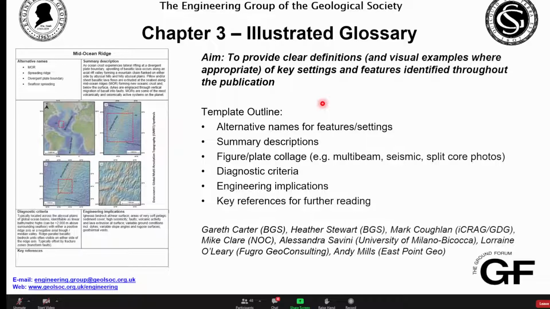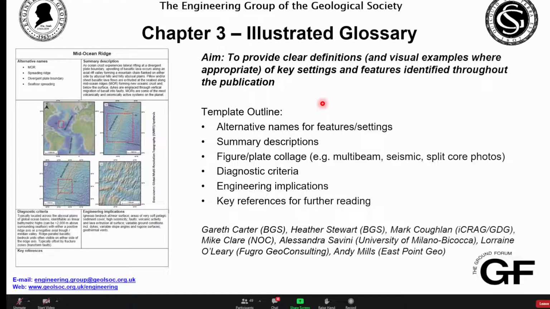Chapter 3 is then an illustrated glossary. So it's really about trying to have very standard tools, techniques and nomenclature that we can apply throughout the report. Again, a very similar format is being proposed for the glacial and paraglacial features, where we typically have one page per feature. We talk about how we're defining a certain feature in the book. We talk about synonyms for how people may have defined it historically.